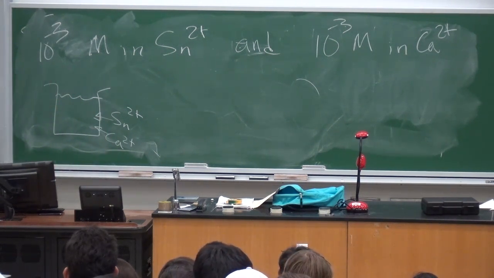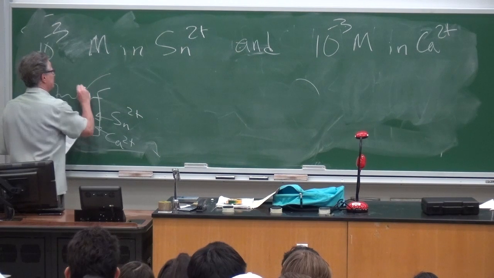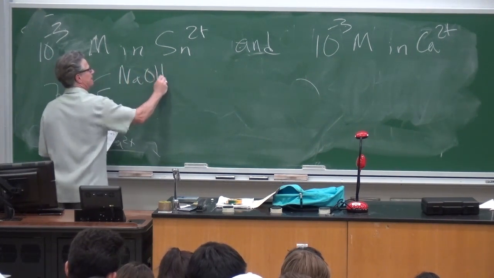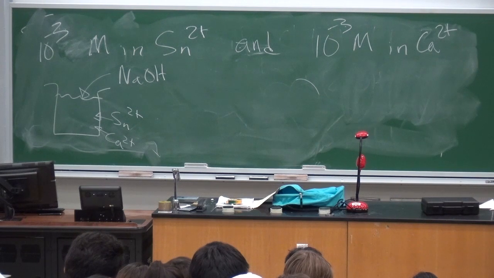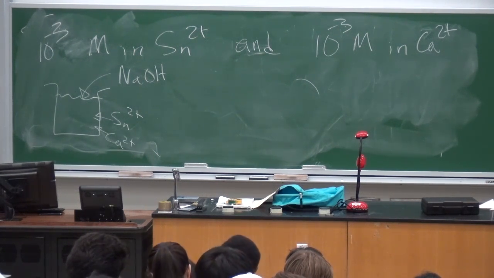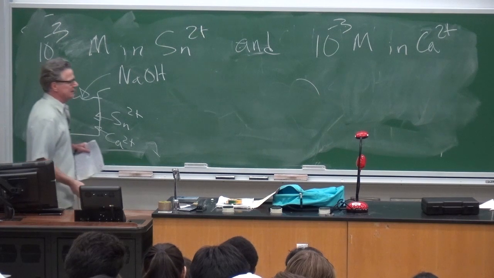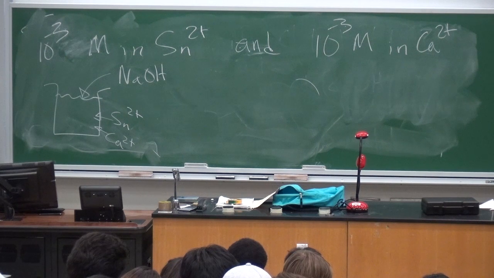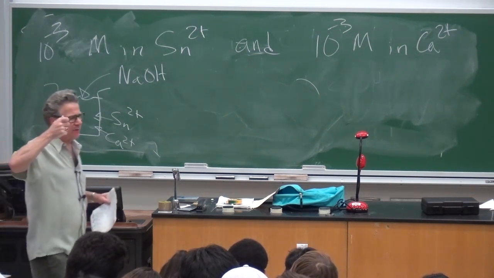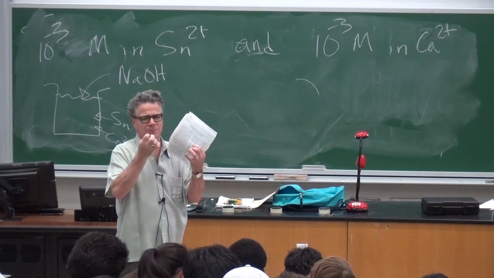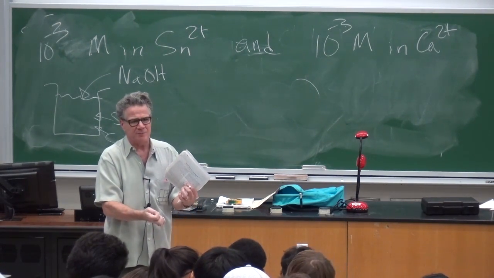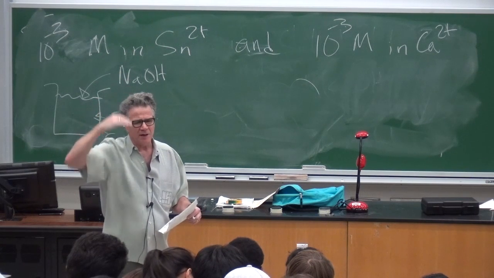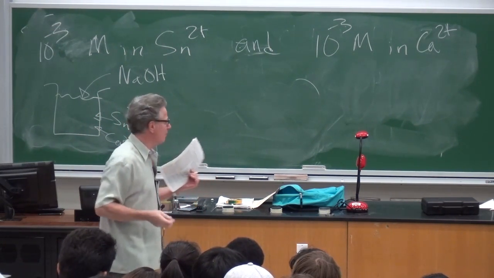And now I'm going to very carefully add a basic solution. I'm going to very carefully add, for example, sodium hydroxide. Both of these ions form insoluble hydroxides. So the question is, by carefully dropping in the sodium hydroxide, can I get one of those ions to precipitate and leave the other one up in the solution? So again, a chemical separation.